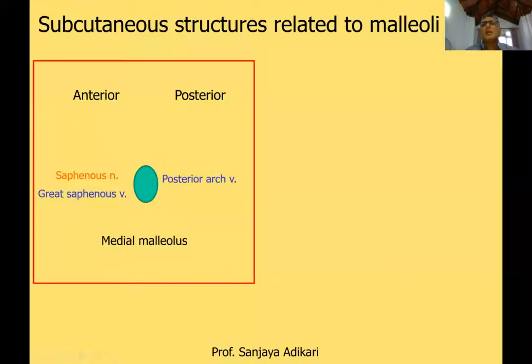Then, as a summary, how the structures are related to the malleoli, subcutaneous structures, not all structures. Now, if you take the medial malleolus first, anterior to the medial malleolus lies the saphenous nerve and the great saphenous vein. Then posterior to the medial malleolus lies the posterior arch vein. We will discuss that later.